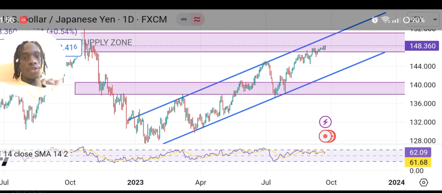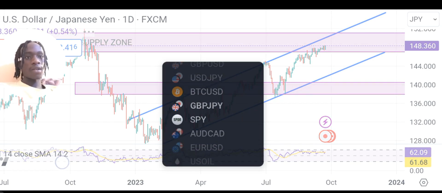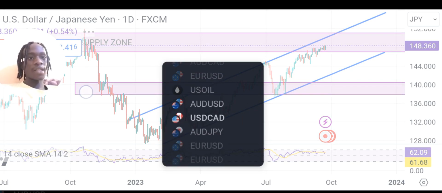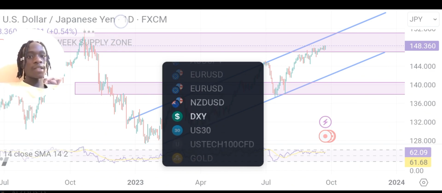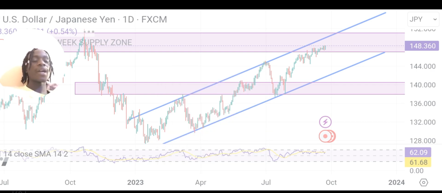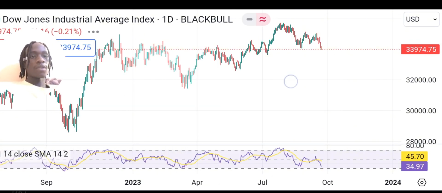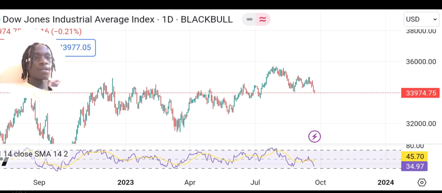Okay, so we also checked US 30, the Dow Jones, last time, and it played up then went down, but the Dow Jones is still going up. It's still going to go up. That is what I'm seeing here, but we wait for a retest. Okay, so this is what the Dow did.